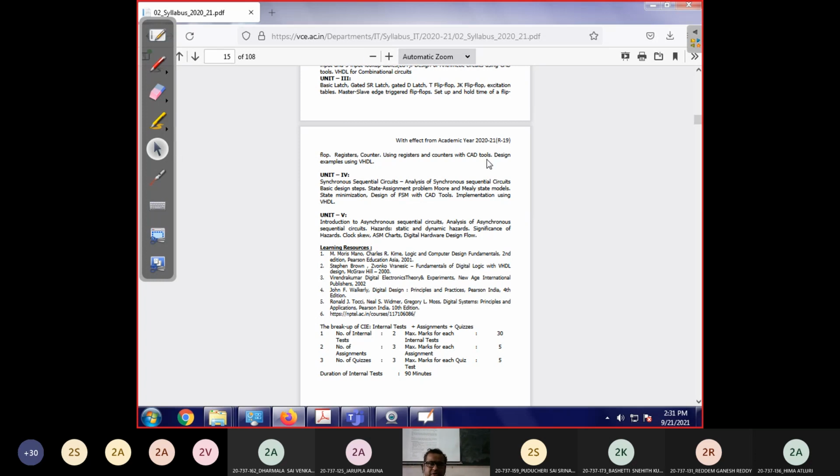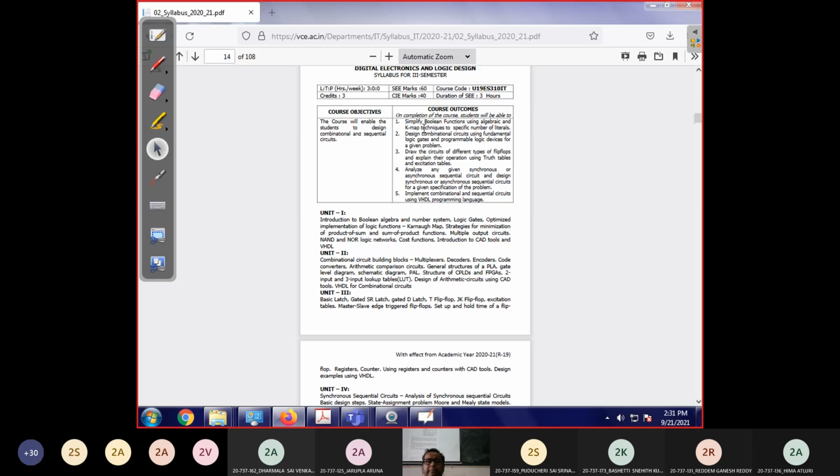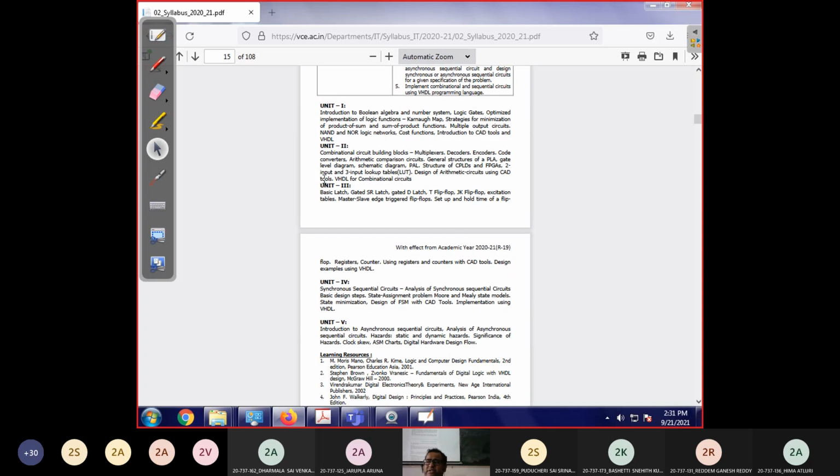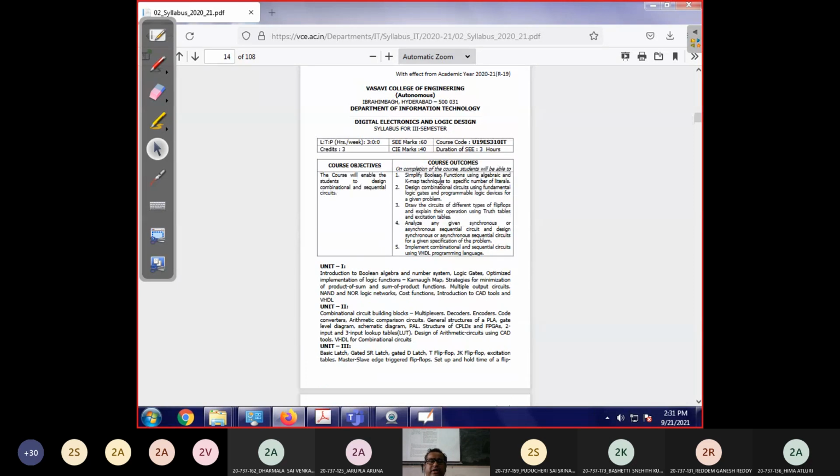So at the end of the course, you'd be able to apply simple Boolean algebra. Once you understand these 5 units, you'll be able to apply the Boolean algebra concepts in order to bring the circuit design to a smaller set.